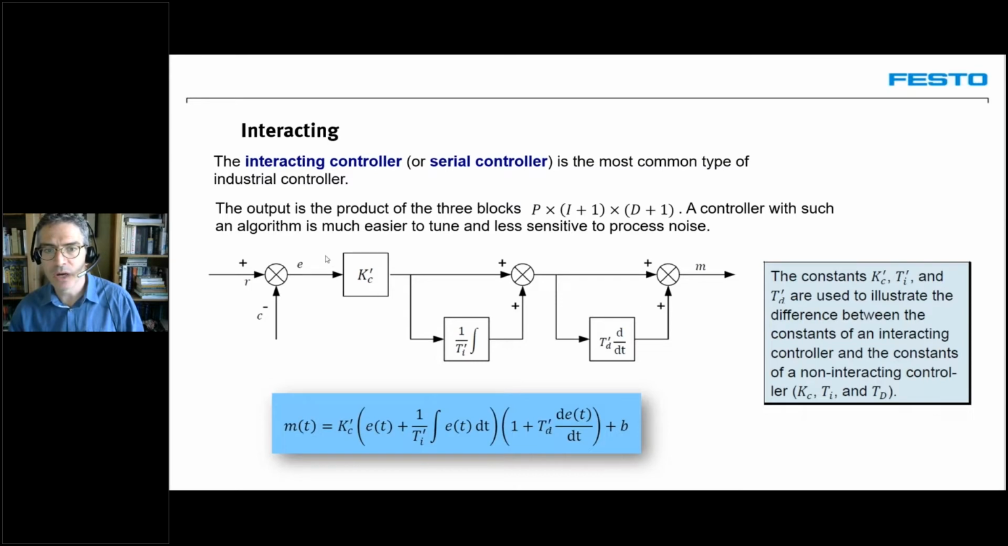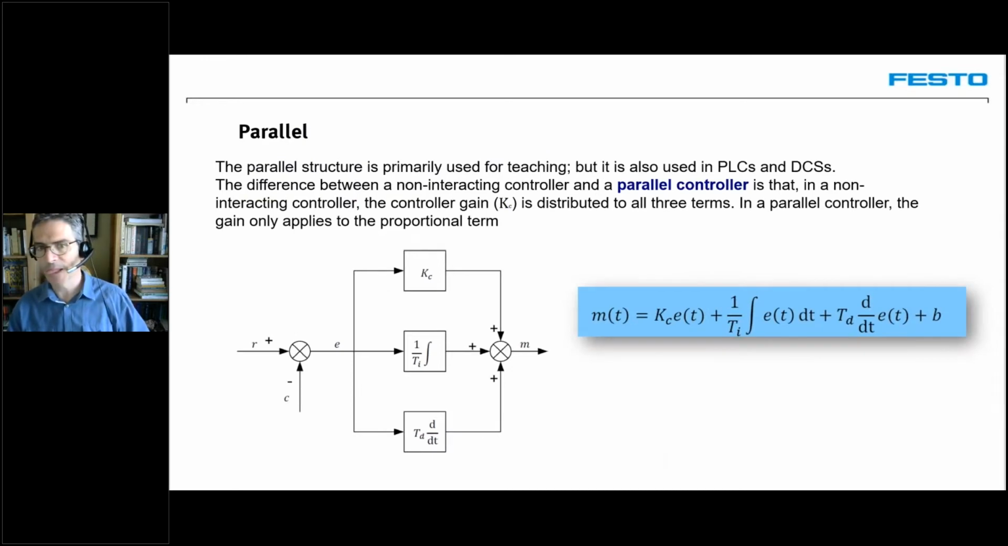And the graphical equivalent of that is this here, as you can see. So KC will have an impact on TI, which will have an impact on TD, which will have an impact on the whole thing. So it's basically all multiplied with one another. We achieve better, easier, more stable control with that, but it is less easy to understand. So that's why it's not used in this course.